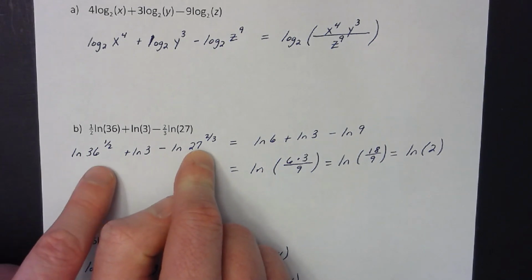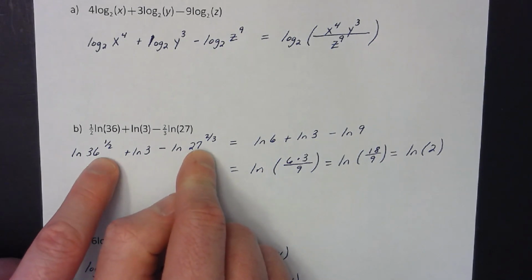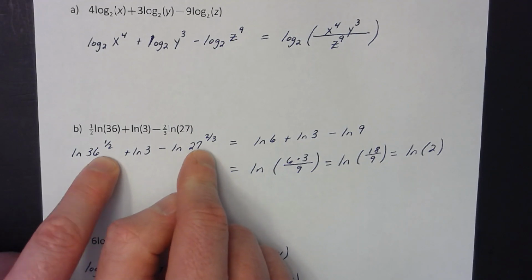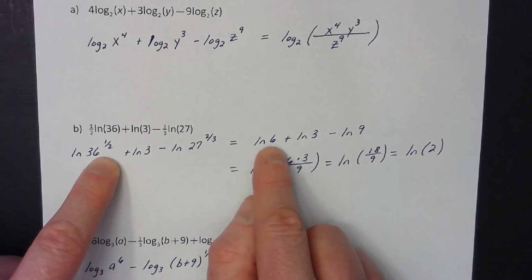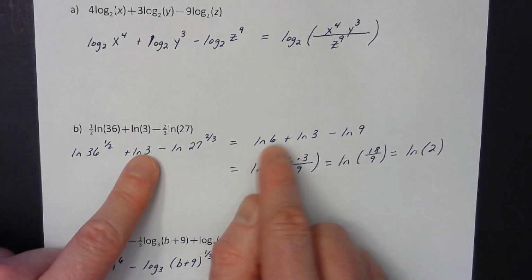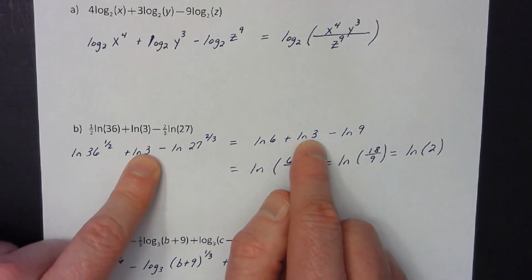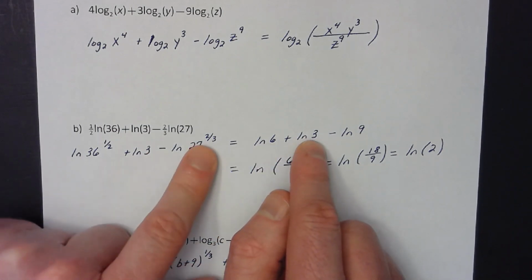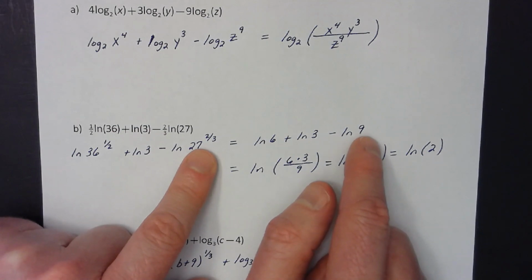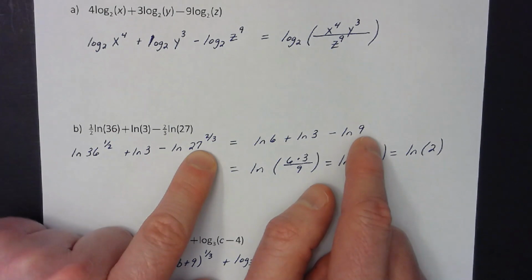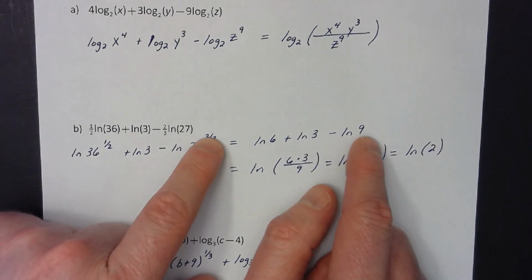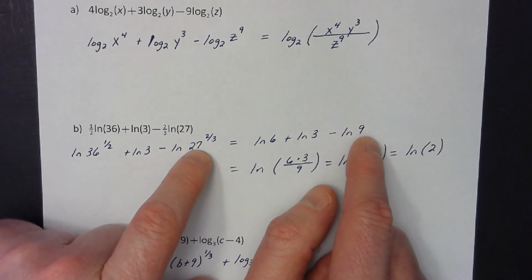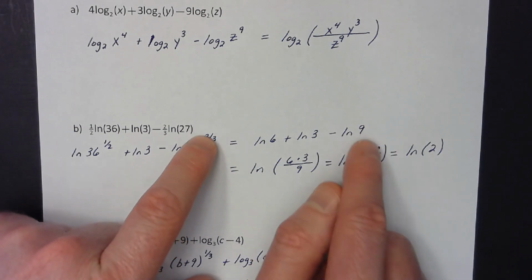And then I just had to think, well, 36 to the 1/2 power, that's the same thing as the square root of 36, which we know is 6. Then I have plus the natural log of 3, and then the natural log of 27 to the 2/3 power. All you have to do is think, well, it's the cube root of 27. The cube root of 27 is 3, and then you need to square that answer. So this is the cube root of 27, which is 3, and then 3 squared is 9.